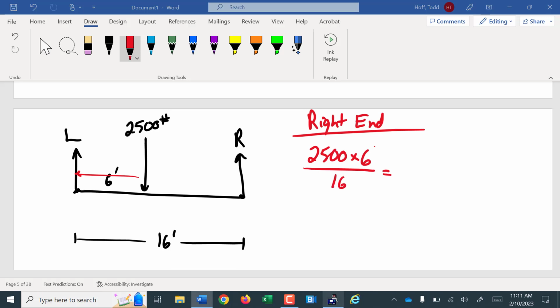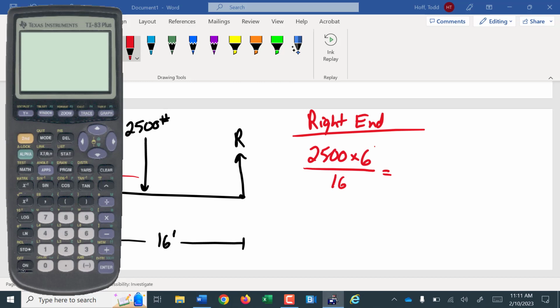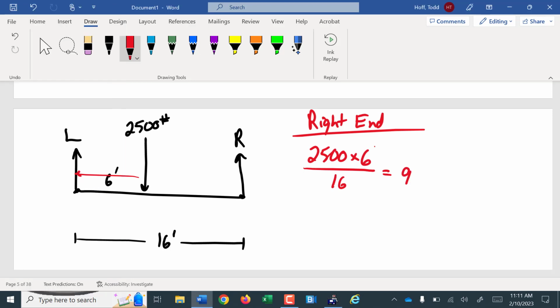So 2,500, my calculator will come up, there we go, times 6 divided by 16. 937.5. Now, if you were in a hurry, you could just subtract 2,500 minus the 937.5 to get the other end. But I like to double check.